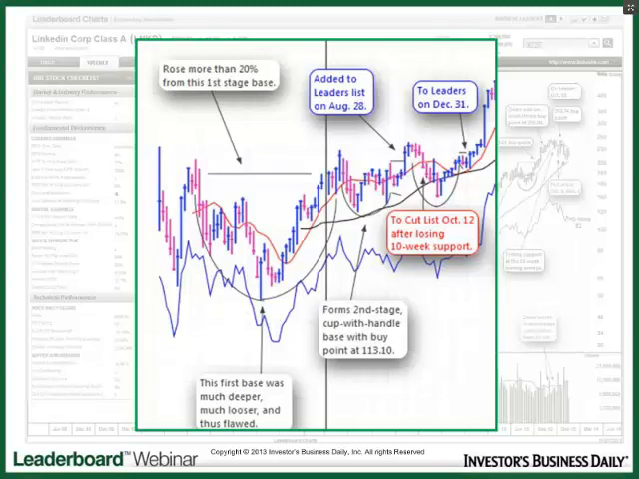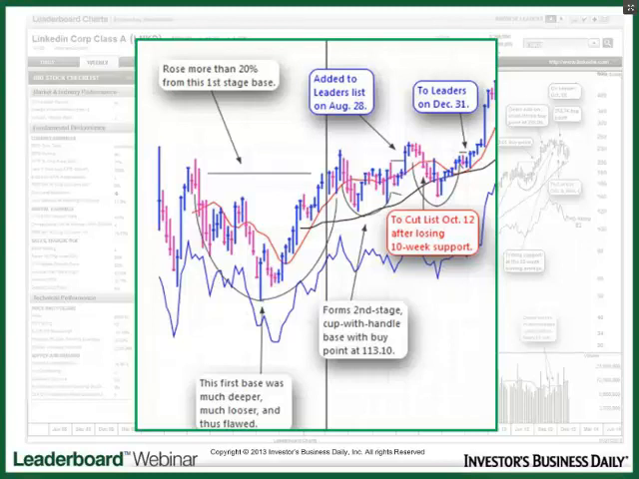But what was happening last August? Well, the market went into a correction, and most stocks followed the direction of the market. So now LinkedIn started building a new base. Now, this base was actually even tighter than the previous base, and especially you see that in the handle area. And we put it back on the leaders list on December 31st, just as the fiscal cliff was being resolved. And then a week or two later, in early January, this thing broke out and started running.